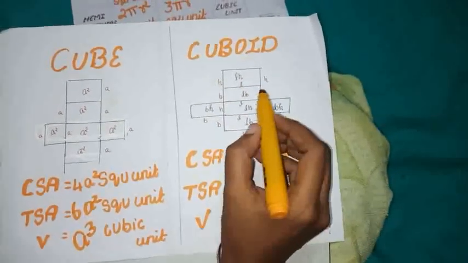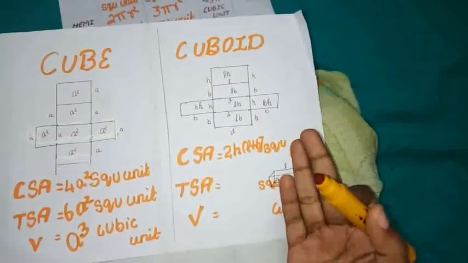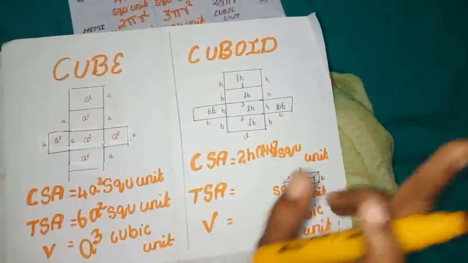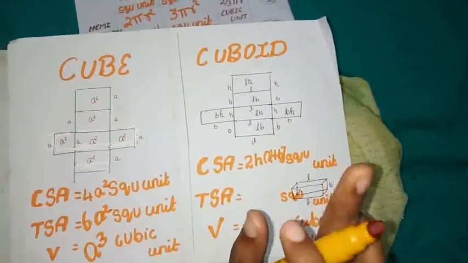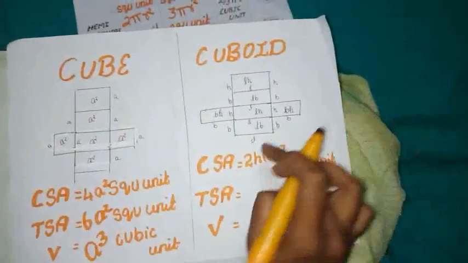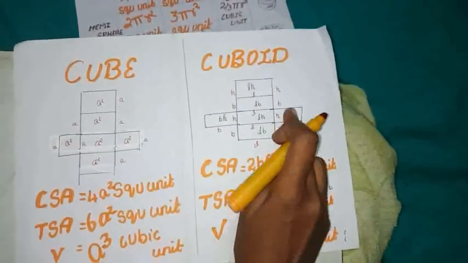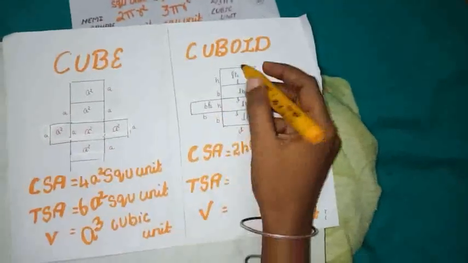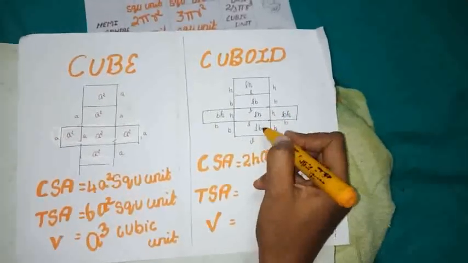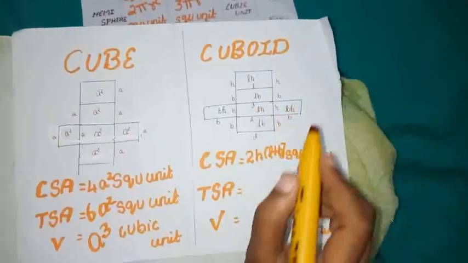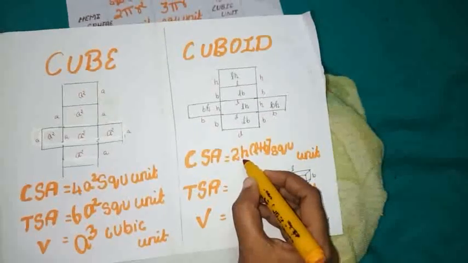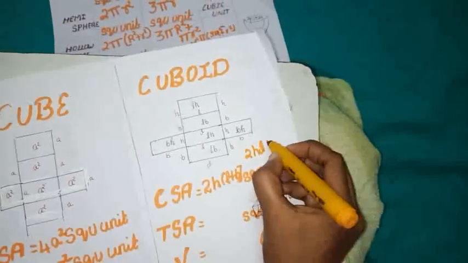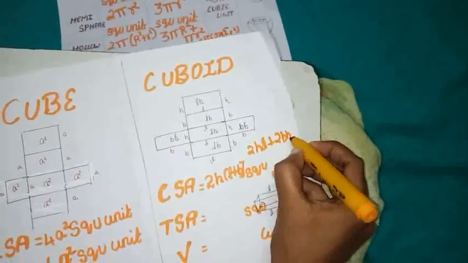Next one is cuboid. Curved surface area alone we are going to see. If you are placing that rectangular box, you will see only the length height faces: 2 length height, 2 breadth height. This part only we are going to see, so 4 parts only. So here you are going to write 2HL plus 2BH.